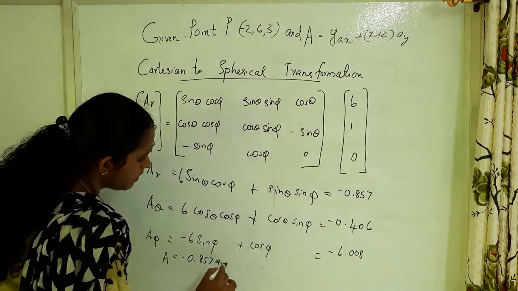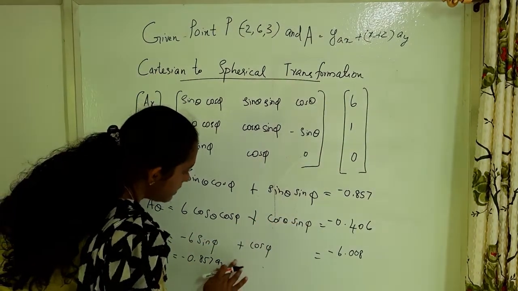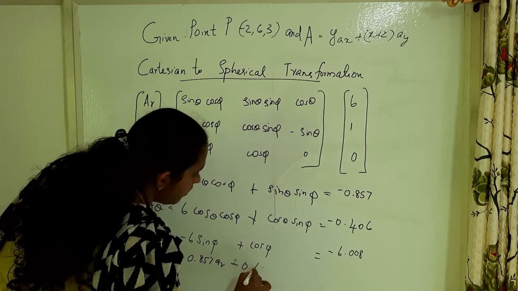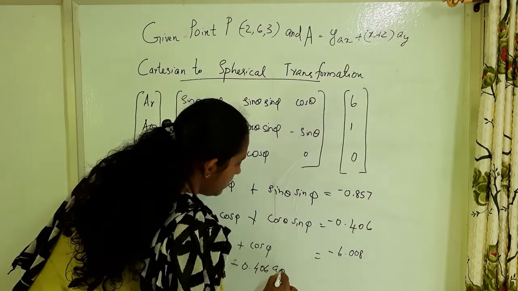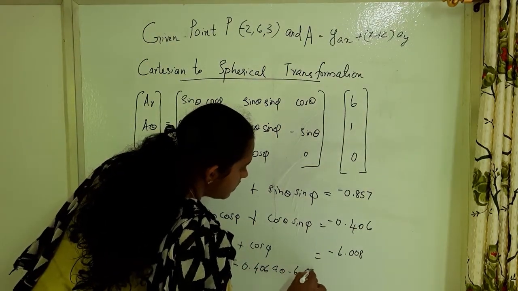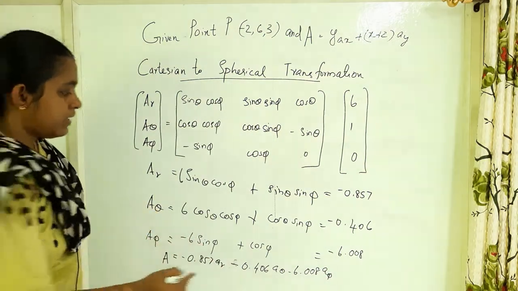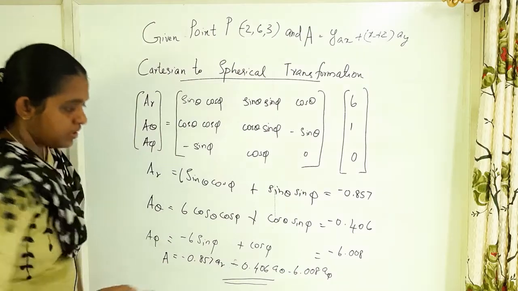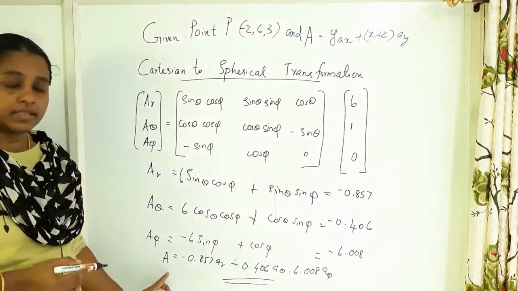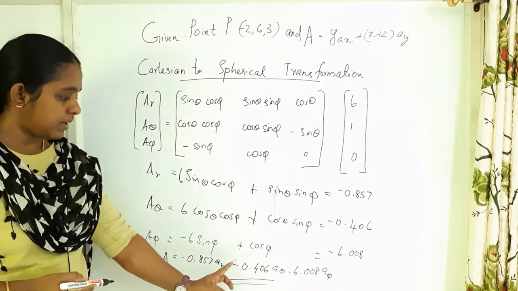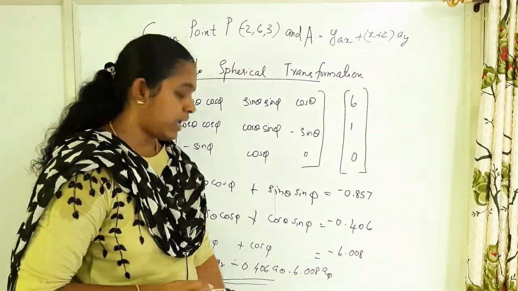Now we can write this vector A in spherical as A is equal to minus 0.857 AR, that is unit vector AR, then minus 0.406 A theta, then minus 6.008 A phi. So this is the vector in the spherical system. After finding this, the final answer of vector A is minus 0.857 AR minus 0.406 A theta minus 6.008 A phi.